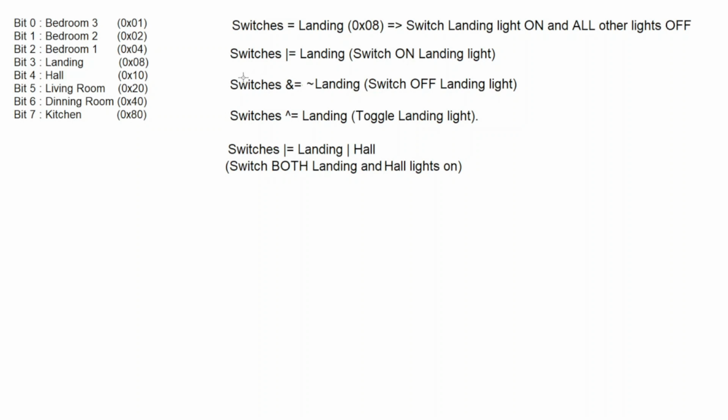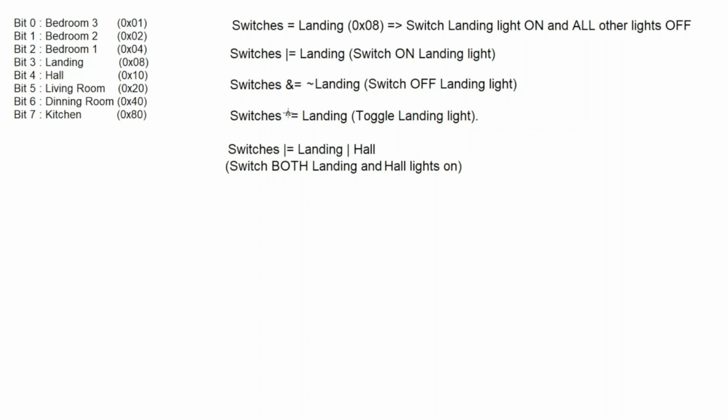If we take the current value of switches and we AND in the inverse, this is the invert operator in C programming, of landing, what that's going to do is it's going to take the value of landing, hex 08 or bit 3 set, and this invert will invert all the bits in that value for ANDing into switches. So essentially it will switch bit 3 off and all the other bits will be switched on. And when we AND in that value, essentially we're switching off any bits that aren't set in landing. So what we're doing, we're switching off the landing light and leaving all the other switches in exactly the same state.